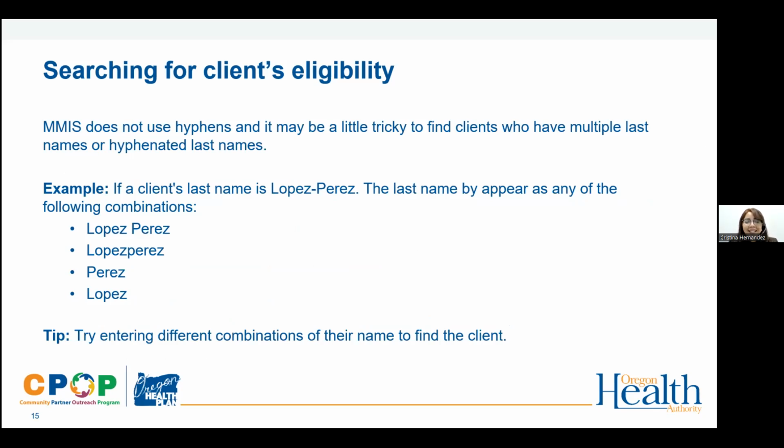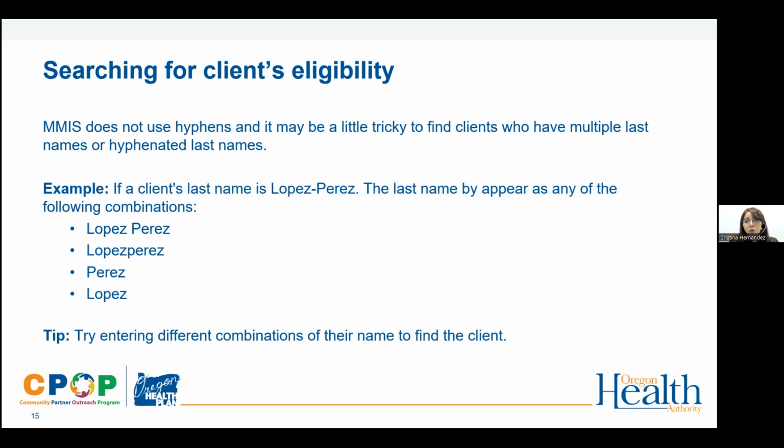So the other thing is that because a lot of our systems aren't necessarily set up to meet all of the cultural needs of our community, this is something really important for us to remember: if you're working with clients that might have more than one last name. For example, my name is Hernandez Plasencia, and it's hyphenated. MMIS doesn't actually use special characters, so it doesn't take hyphens.